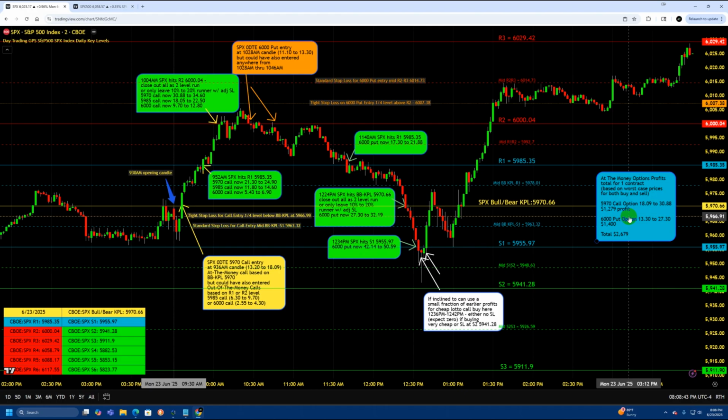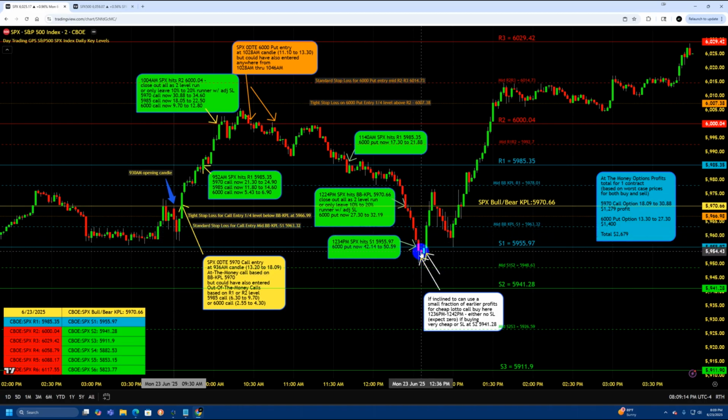Okay, so going over here, that completed our second option play of the day. And of course, we're going to use the worst case scenario. The worst case scenario up here was a buy price of 13.30. The worst case sell scenario here, when it hit the bull bear key price level, was 27.30. So 13.30 to 27.30 is $1,400. So the total for these two plays is $2,679 before commissions.